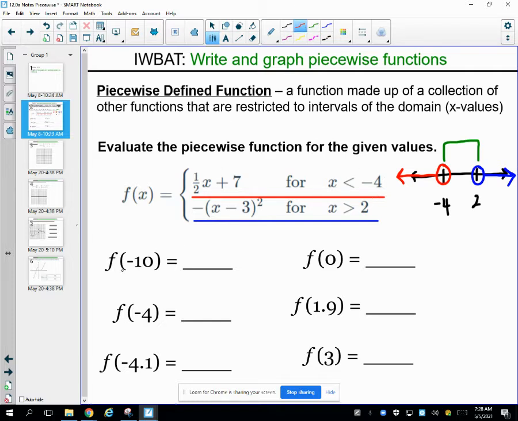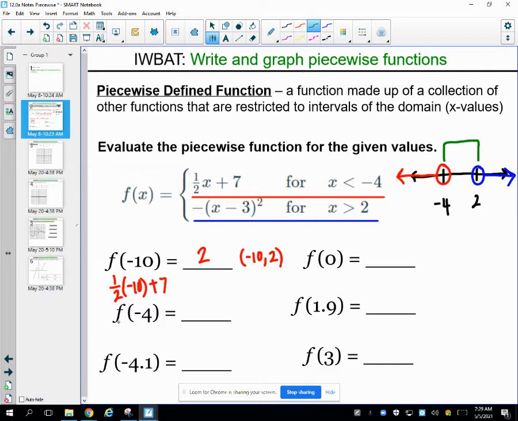So when we take a look at doing f of -10, -10 is definitely less than -4. So we're going to plug it into the red function. So we're going to do 1/2 of -10 plus 7. So half of -10 is -5, plus 7 is 2. On a graph, that would be the ordered pair -10, 2, if you were going to plot that point. -10 being your x, your output 2 being your y.